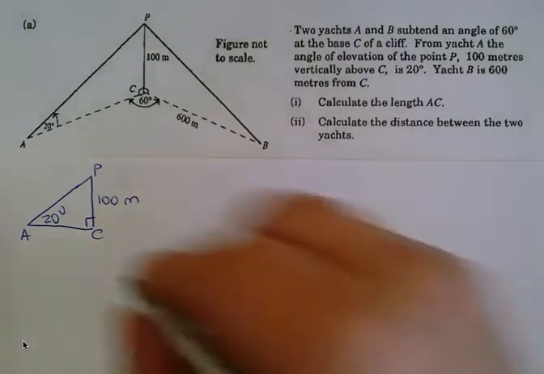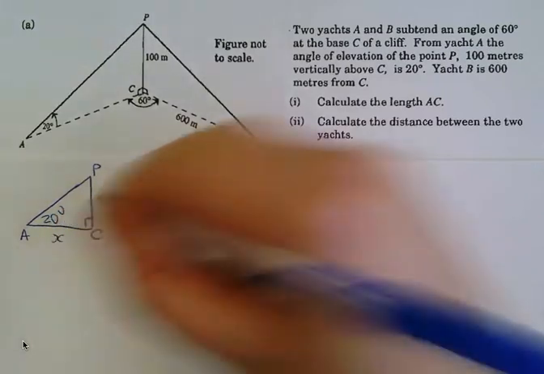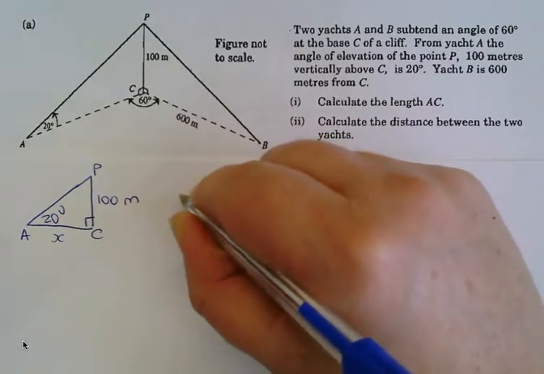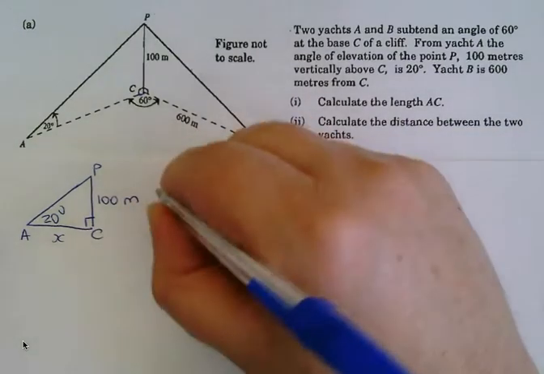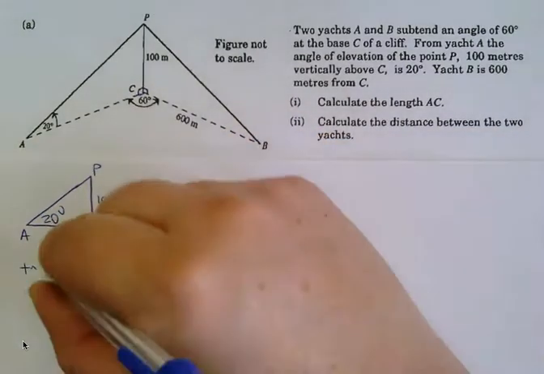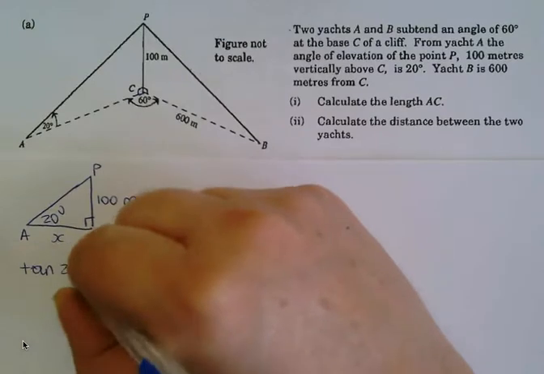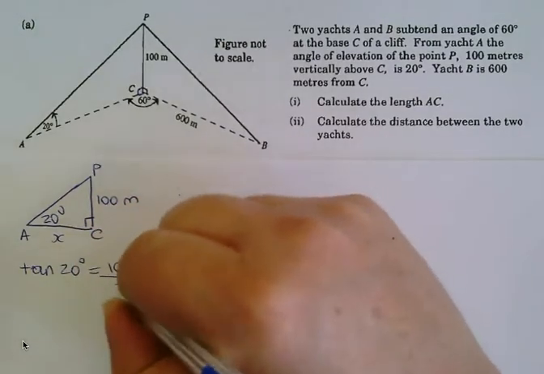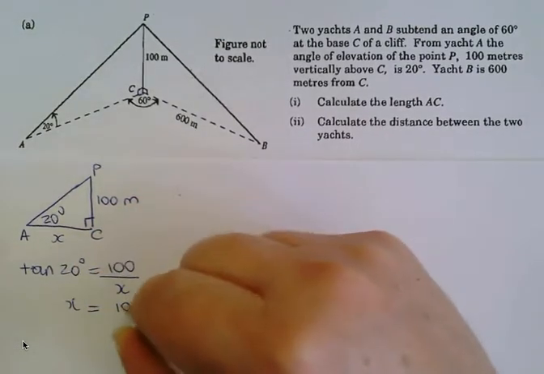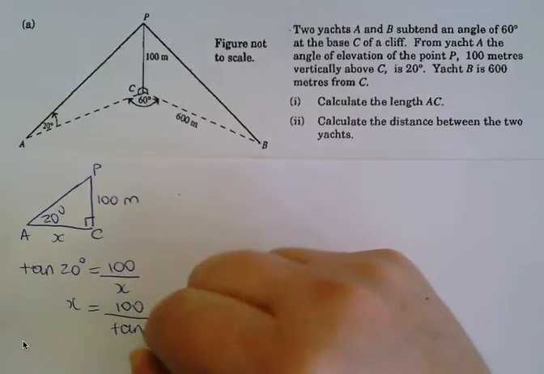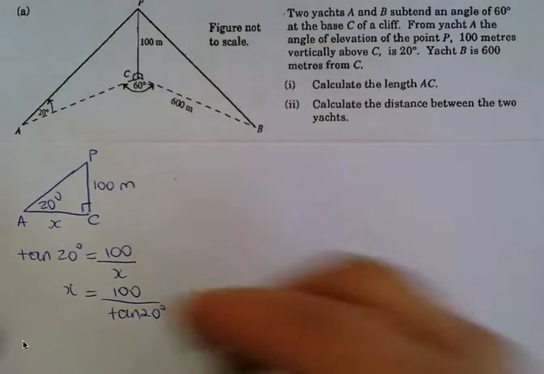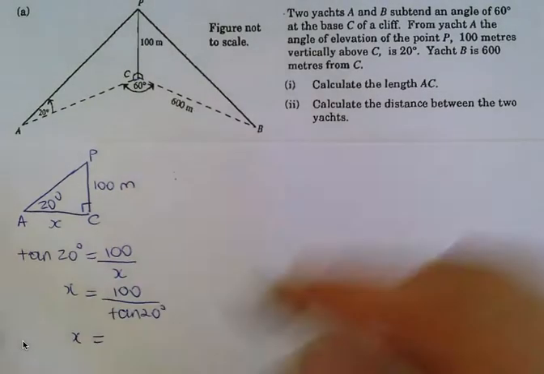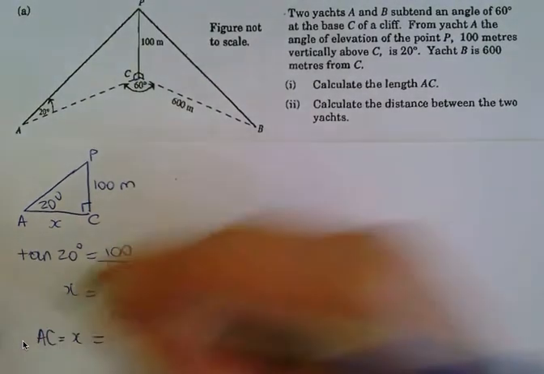What are you going to use? I'll call it X. Sine, cos, or tan? Yeah, tan of 20 degrees is opposite over adjacent. So this one's fine. This is easy. It's 100 over tan 20, because it doesn't have any bearings in it either, so it's quite easy. So that's what AC is.